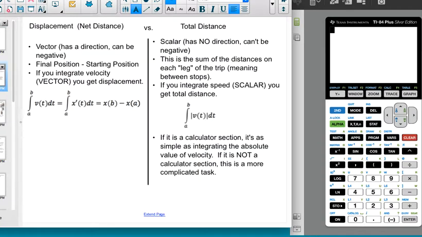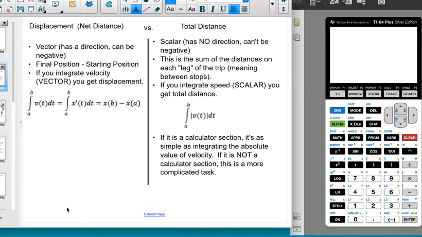So most of this boils down to the difference between two concepts: displacement, which can also be called net distance, and total distance. Displacement is a vector. It has a direction and can be negative. Displacement is just my final position minus my starting position.